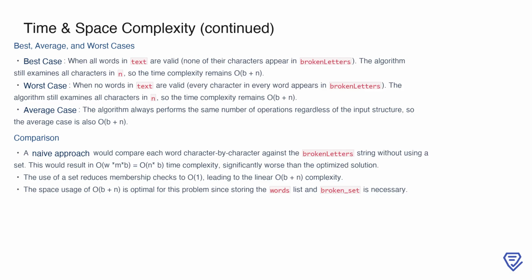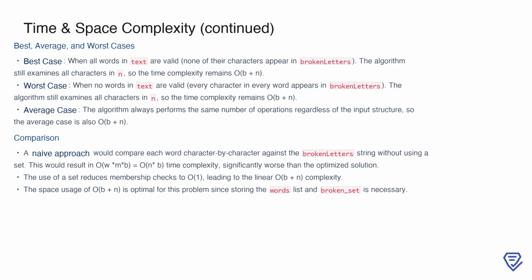In the best case, all words in text are valid, meaning none of their characters appear in broken letters. Even in this scenario, the algorithm still examines each character in text, leading to O(b + n) time complexity. In the worst case, no words are valid because every character in every word appears in broken letters. Despite this, the algorithm must still process all characters in text, so the time complexity remains O(b + n). The average case is no different, as the algorithm does not optimize based on the distribution of valid or invalid words.